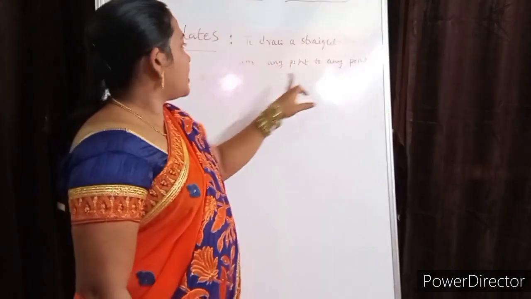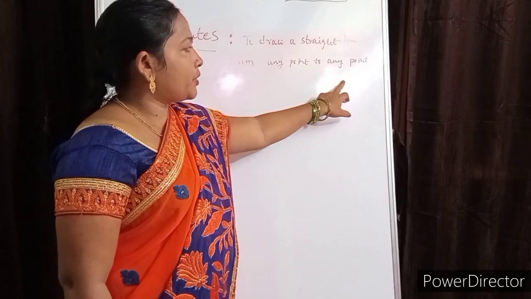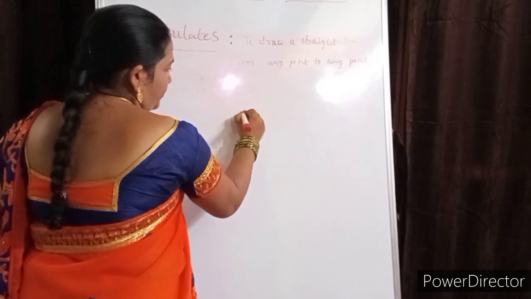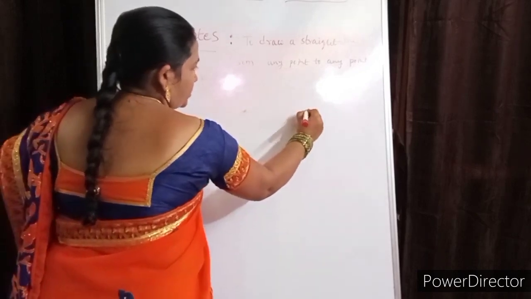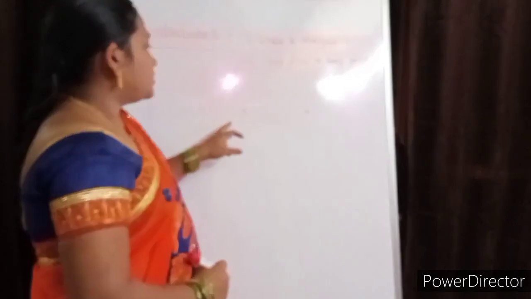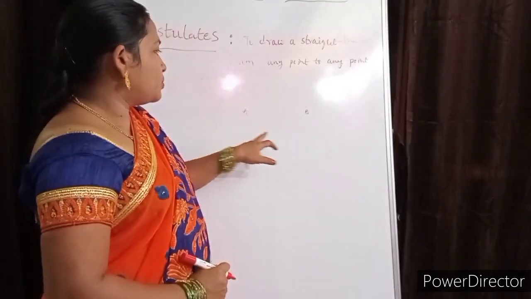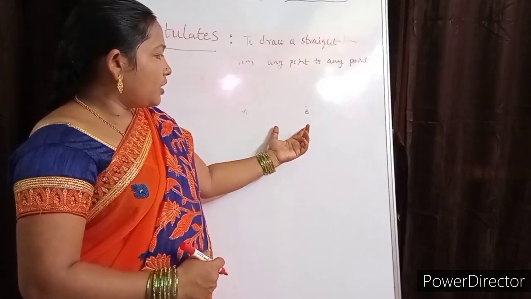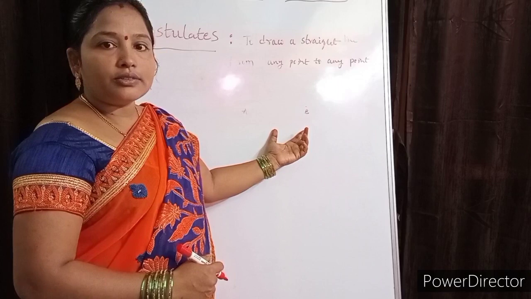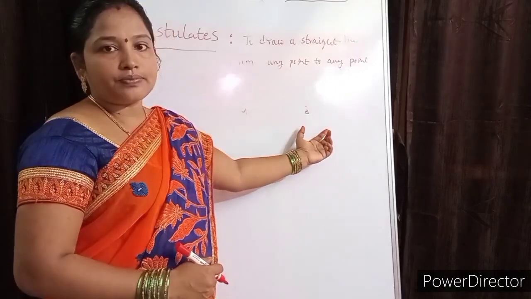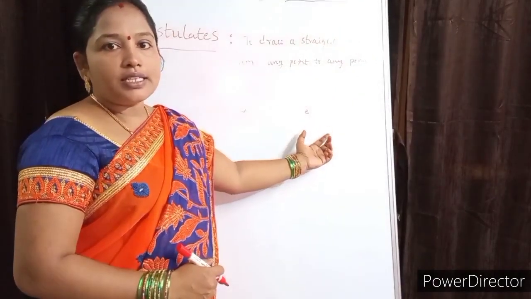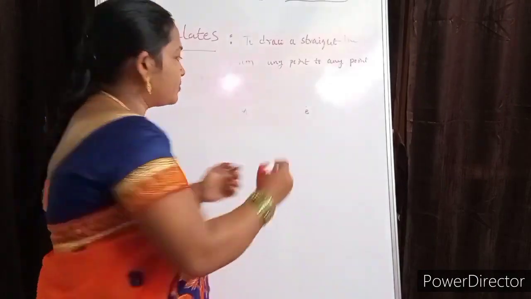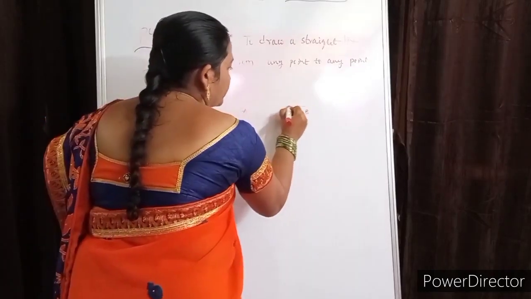To draw a straight line from any point to any point, mark 2 points, A and another point B. Draw a straight line through these 2 points. How many straight lines can be drawn through these 2 points? You cannot draw more than one distinct line through given 2 points. Only one line.